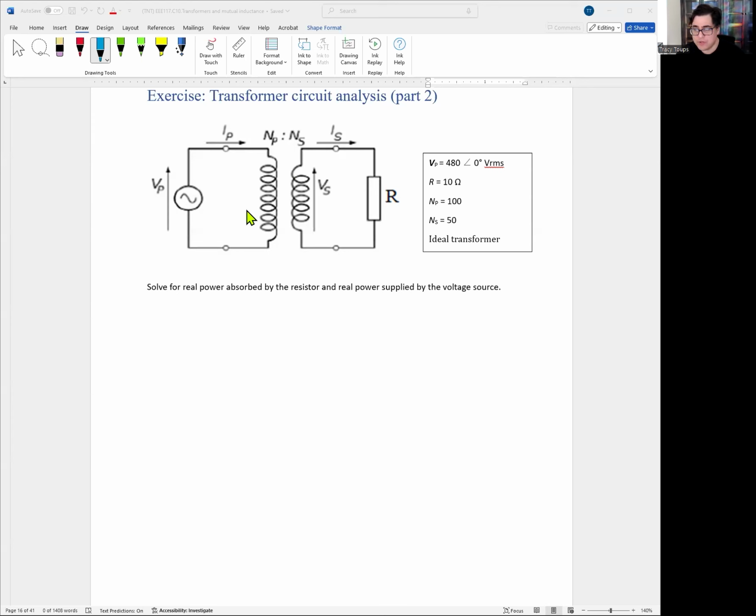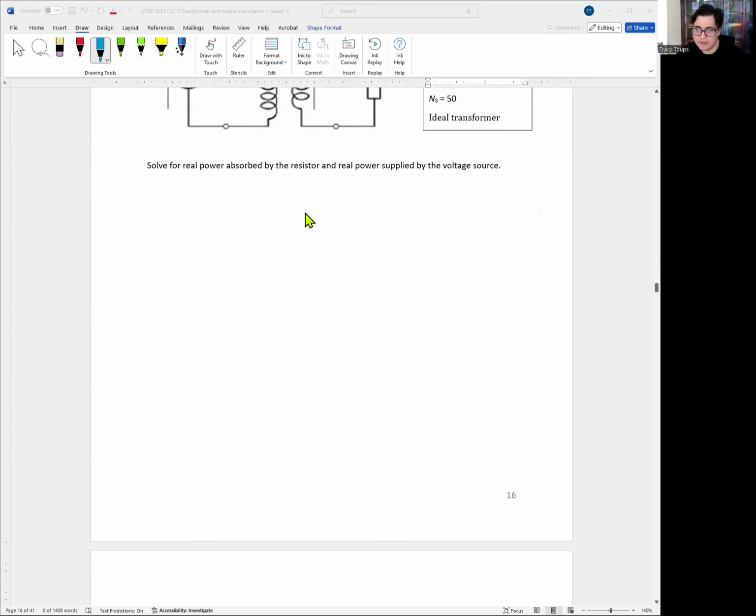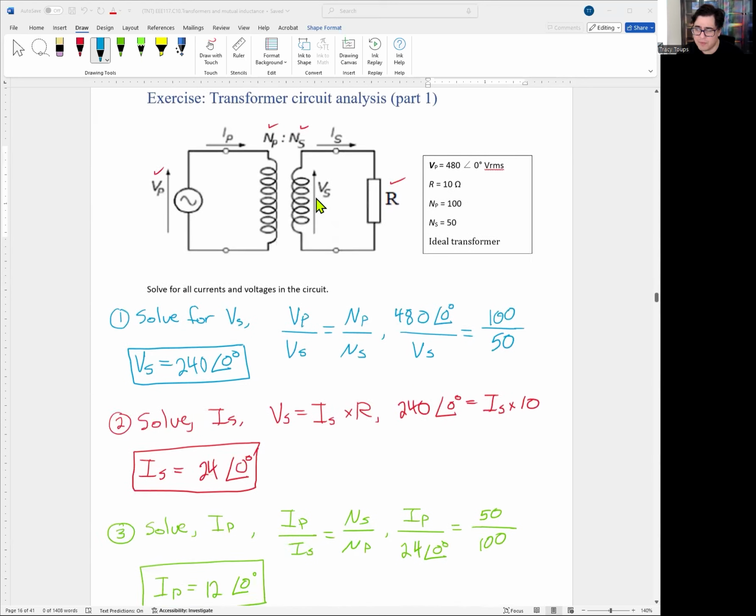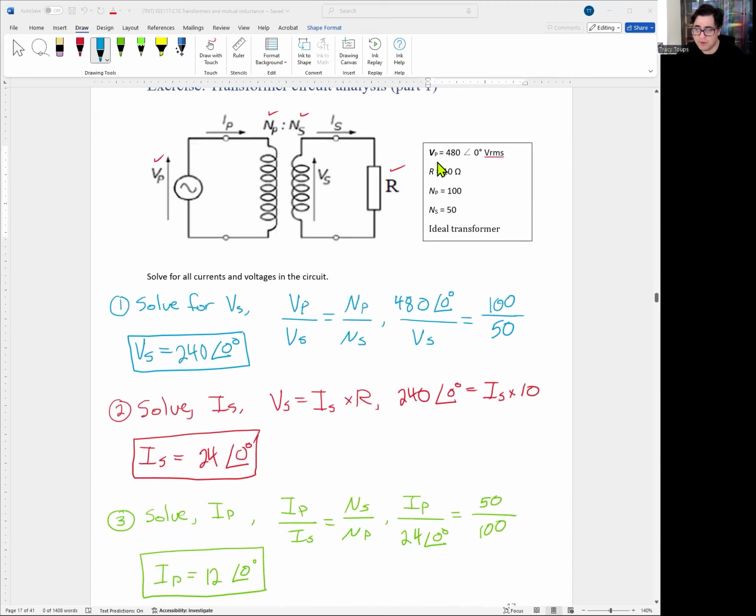So here, you can go ahead and see how we worked everything out. Remember, we have a transformer with a 480 volt primary with a phase shift of 0 degrees. R is equal to 10 ohms. Turns ratio NP over NS is 2. And we could go ahead and start solving everything.